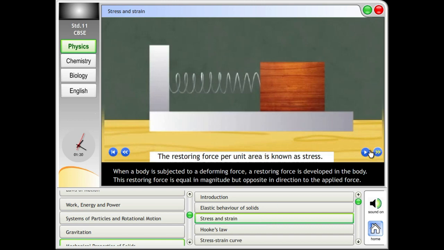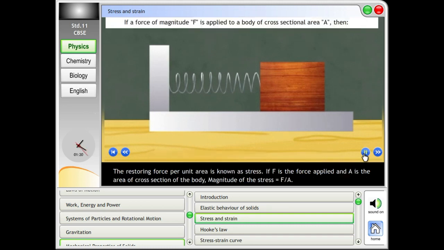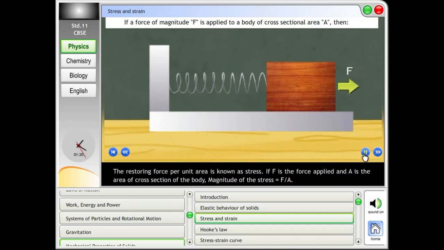Stress and strain. When a body is subjected to a deforming force, a restoring force is developed in the body. This restoring force is equal in magnitude but opposite in direction to the applied force. The restoring force per unit area is known as stress.